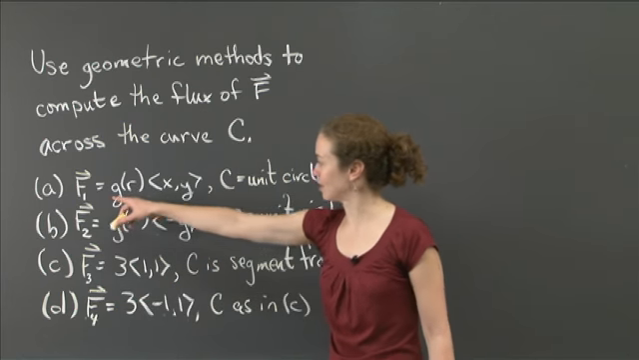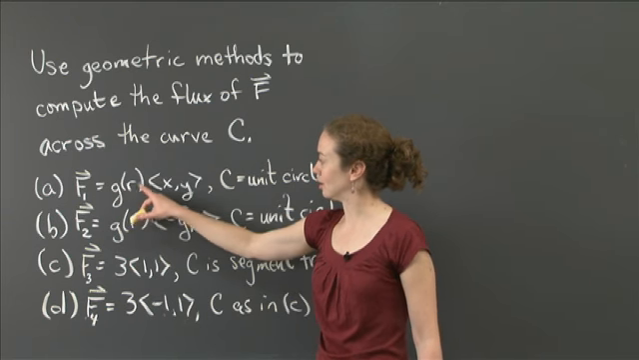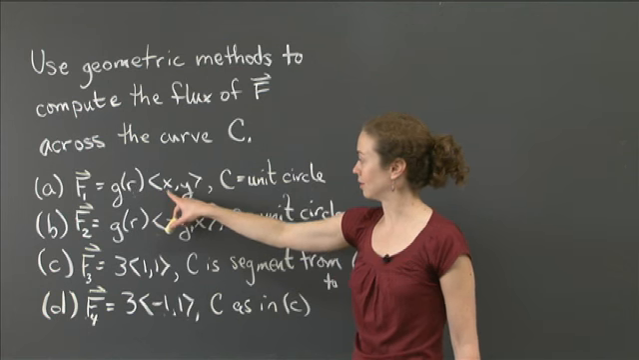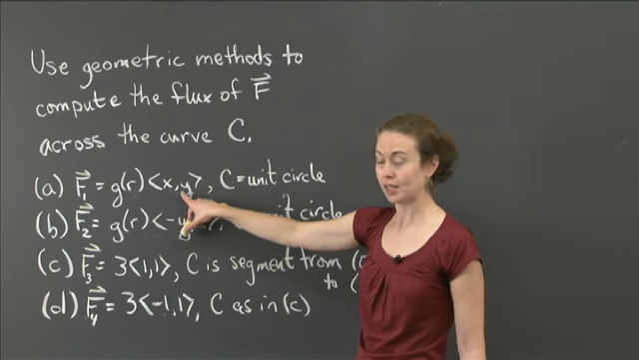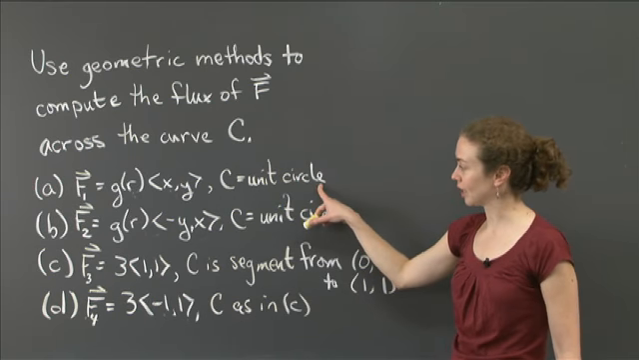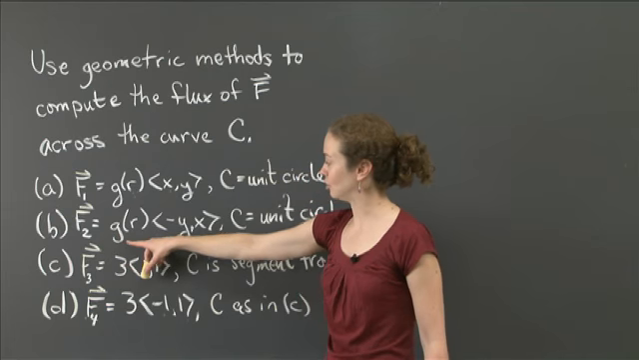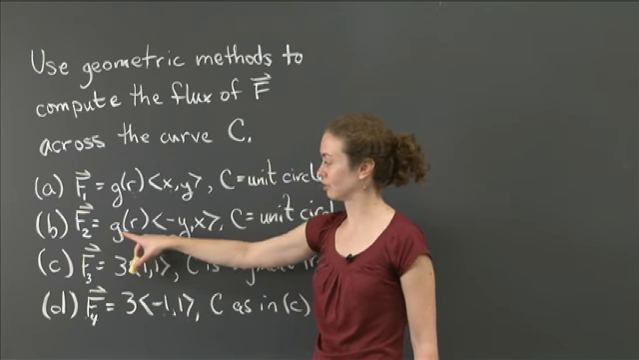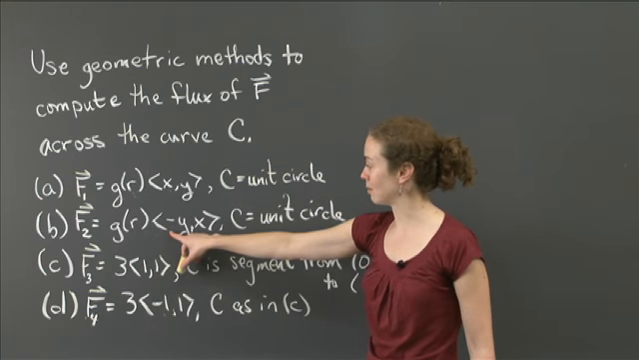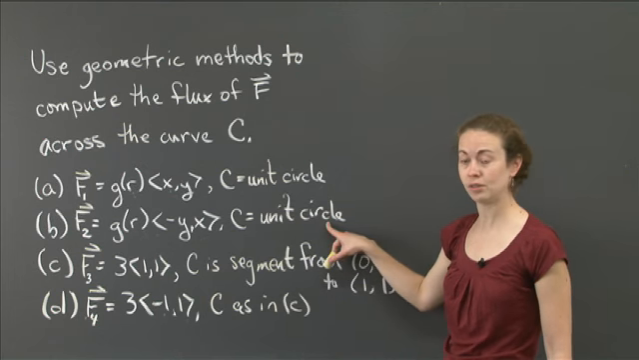I've labeled them, for later purposes, F1, F2, F3, and F4. And they are as follows. F sub 1 is the vector field that is a scalar function of only the radius times the vector x comma y. And the curve I'm interested in this part is the unit circle. The second one, part B, is the vector field that is g of r again, where g is a scalar function and r is the radius, so it depends only on the radius, times the vector minus y, x. And again, the C will be the unit circle.